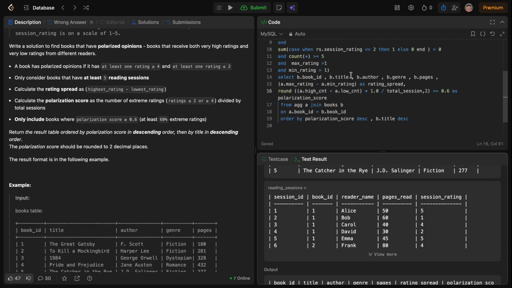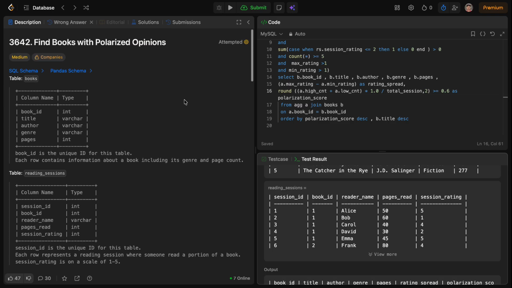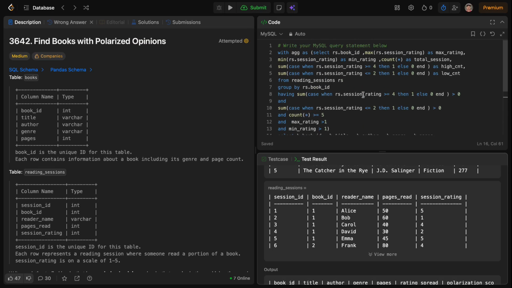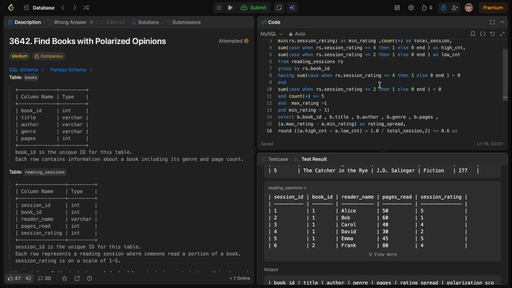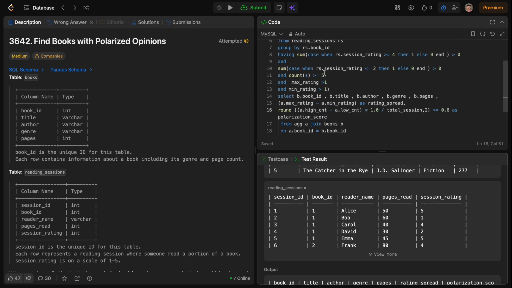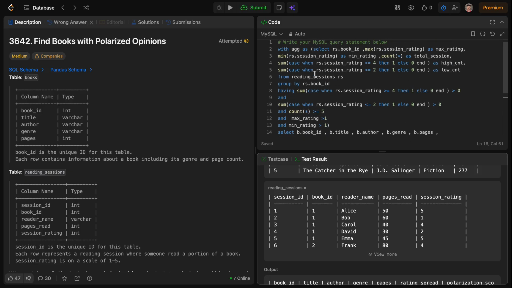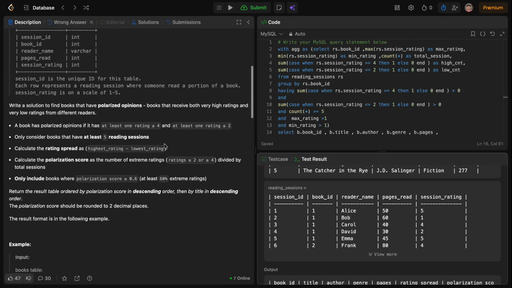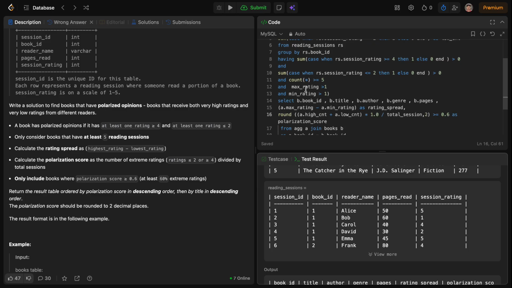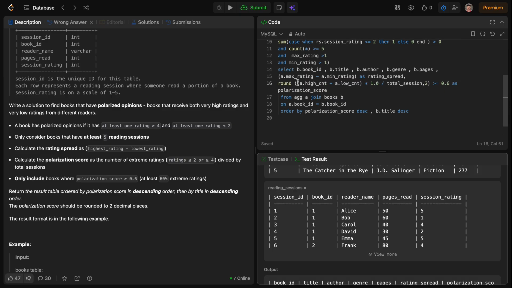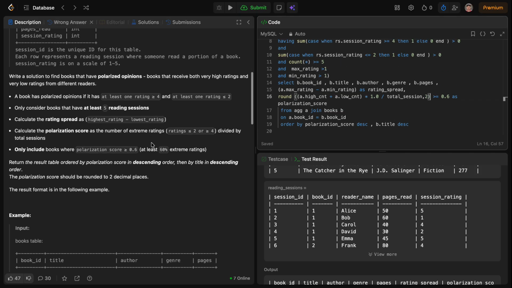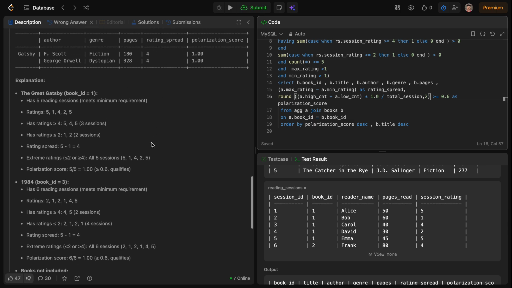Okay, perfect. The aggregate greater than 4, less than 2, and greater than 0, and count is greater than or equal to 5, at least 5. Yeah, the maximum rating should be greater than 1, the minimum rating, the spread ROUND, okay, total 2, which is greater than 0.6, and ORDER BY this. Okay, and have we missed something?